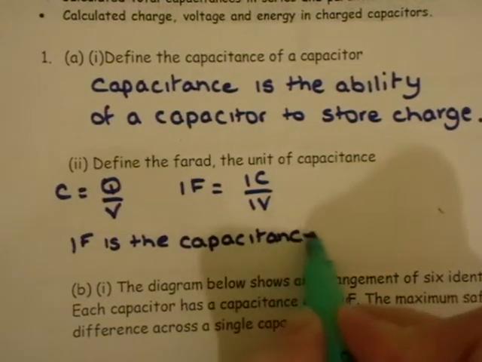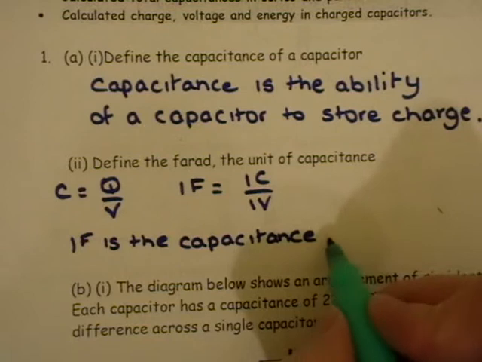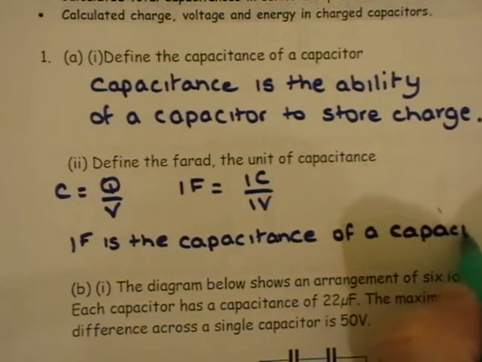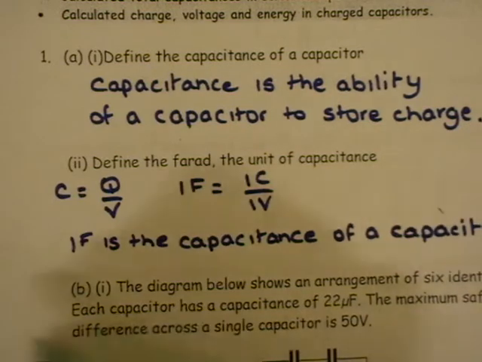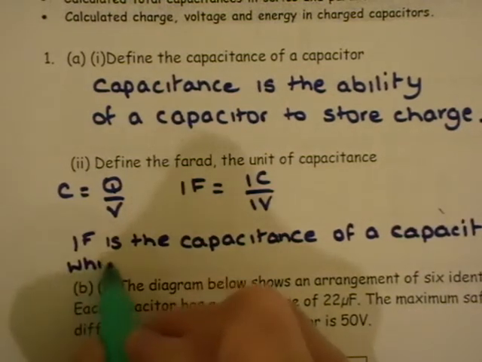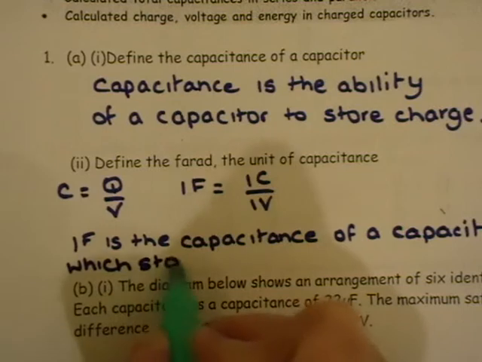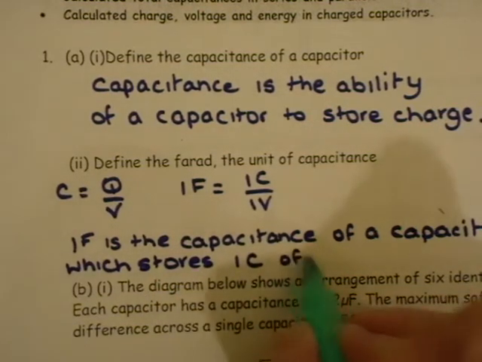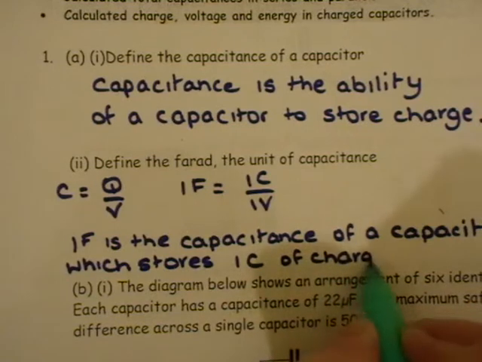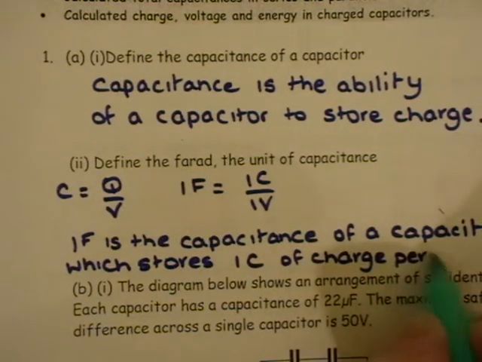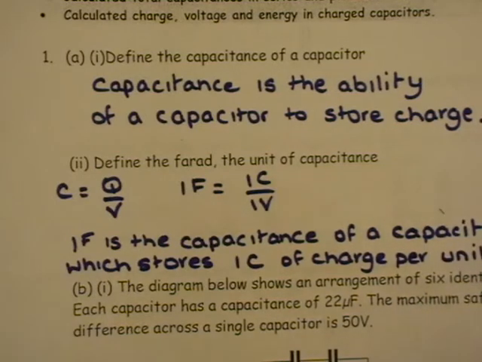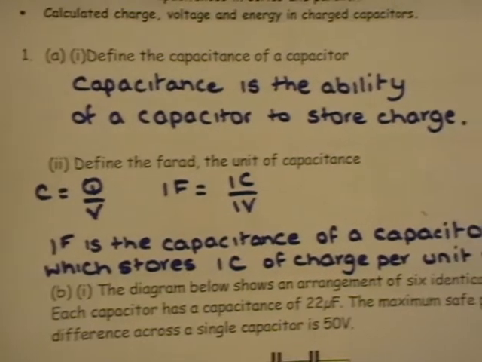and of course it's only a capacitor which has capacitance. It's the capacitance of a capacitor which stores 1 coulomb of charge per unit volt. I'll just move that over a wee bit so you can see it.